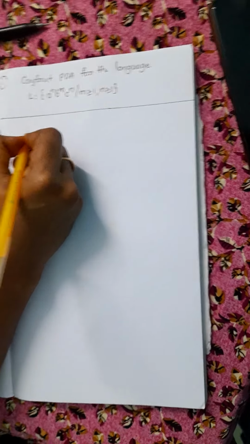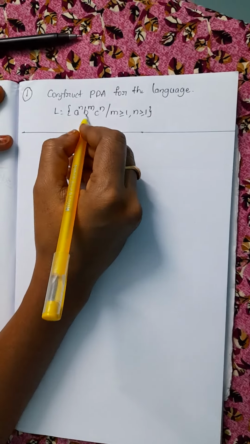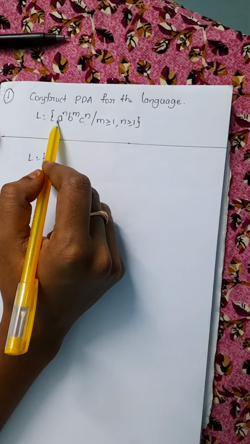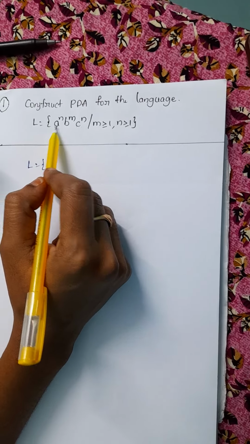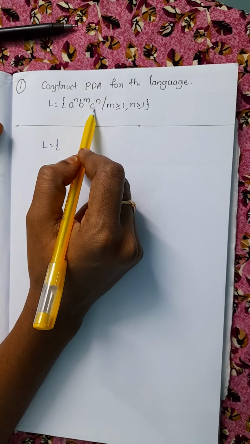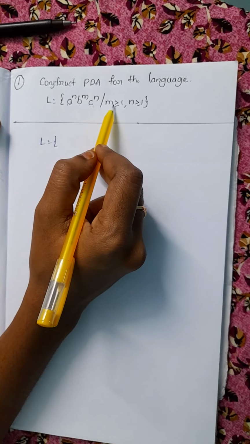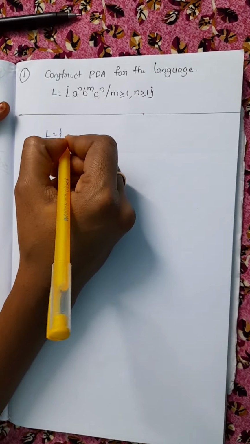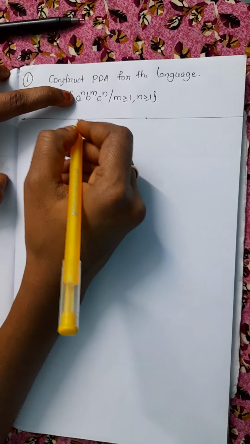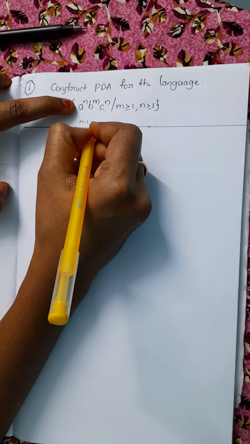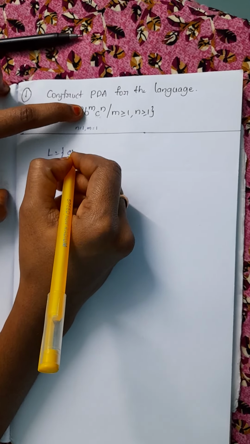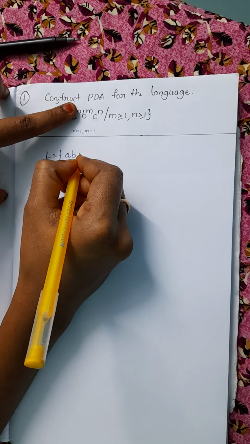First of all, consider this language. Here A, B, C, three symbols are there. In A power n, C power n, A and C are equivalent in number: if we take 1 A, then 1 C; if we take 2 A's, then 2 C's. But B we can take starting from 1 onwards, and it can vary, so we will consider it as a constant value. For example, if n equals 1 and m is also 1, the string is A, B power 1, C power 1, that is, ABC.